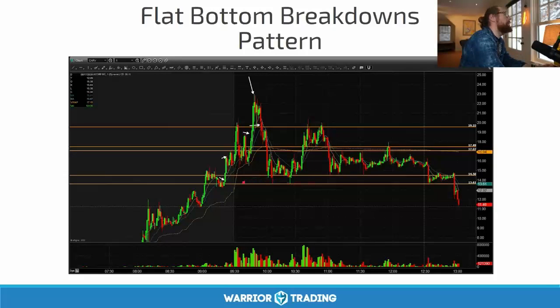This is another one. Flat bottom here, a little harder to see, but double bottom there, and then extending that here. It sold off and bounced off that level, then flushed through it. So not the most obvious, but it's there. You can see it.